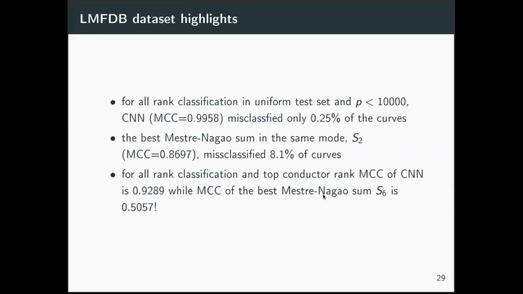I'm going to get this number here. So I just look at the data. I go through all the curves and count how many are misclassified, and it was 0.25%. So I started with the MCC score.